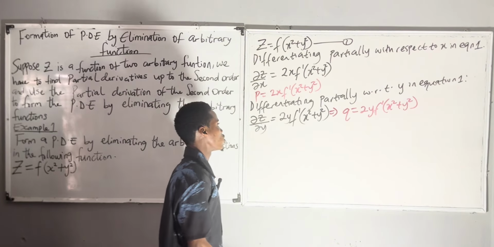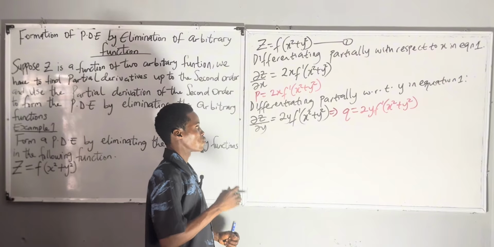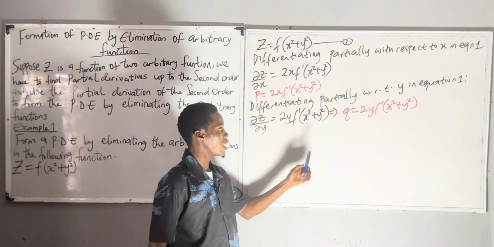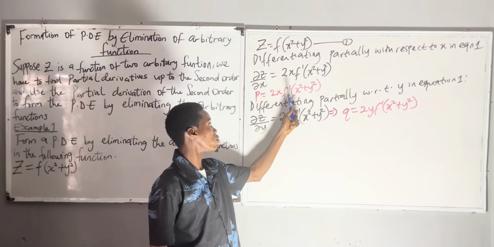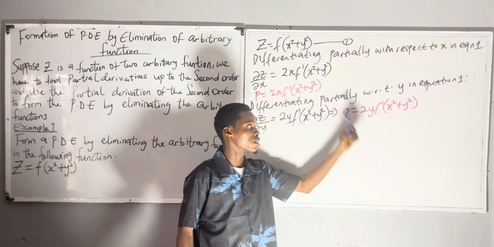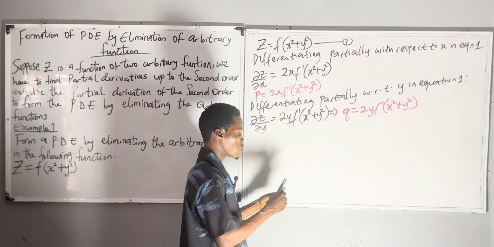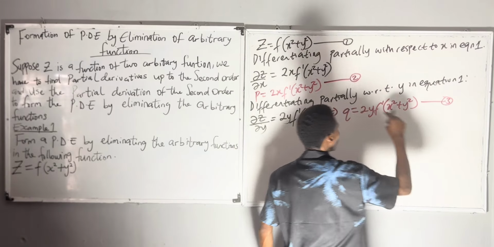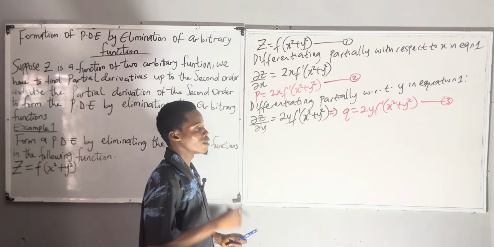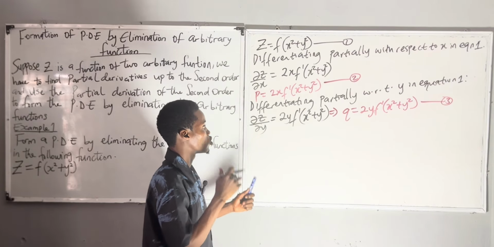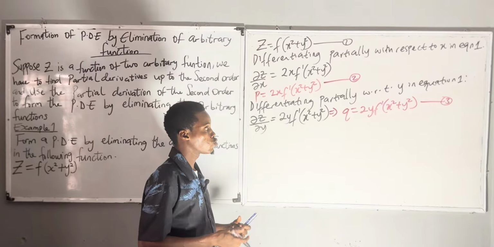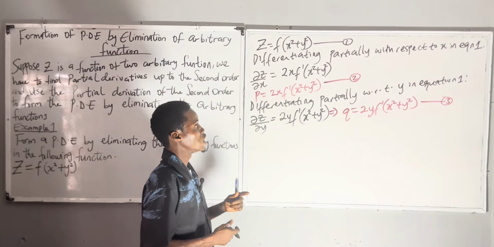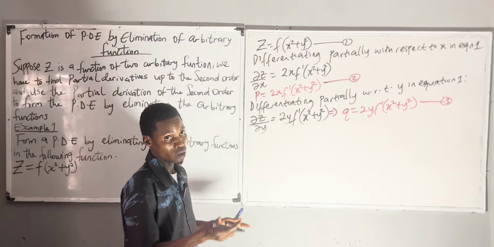So what is my next step? Since I've differentiated with respect to x and y, I'm going to consider eliminating. How can I eliminate the arbitrary function, f prime and f prime, from this? I can label this one as equation 2, then label this one as equation 3. So how am I going to eliminate the arbitrary function from equations 2 and 3? For me to do that, I'm going to consider dividing equation 2 by equation 3.